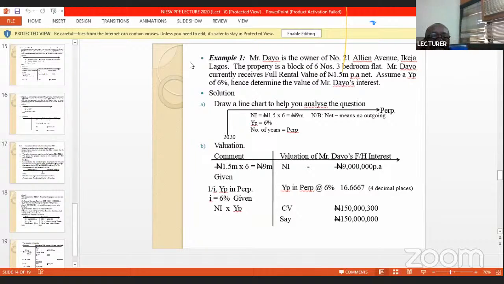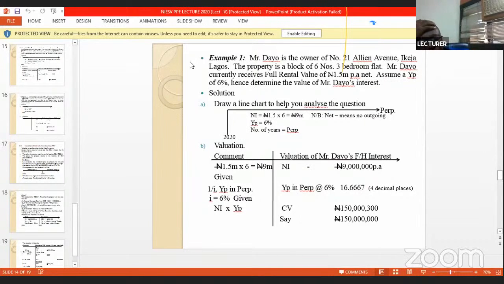And that means you will have a column for the comments. The left-hand side is comments. The other side is the area where you do the valuation. But you will see that that area has a heading, valuation of Mr. Dayo's freehold interest. Every valuation must have a heading, and the heading must tell us the interest you are trying to value. The first thing in the valuation is to present your net income. And that net income is 9 million naira.